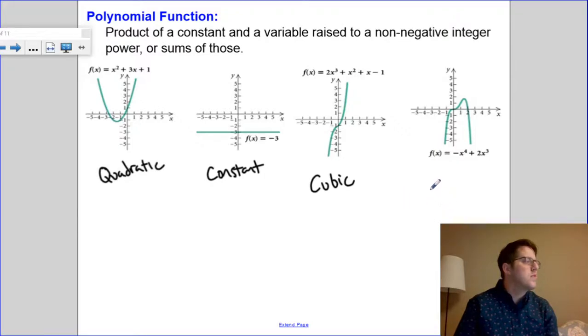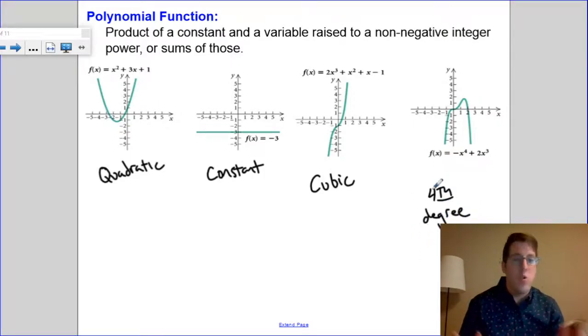And then as we move higher, you can just say 4th degree, or you can learn all of the names if you want. You can call this a quartic polynomial.